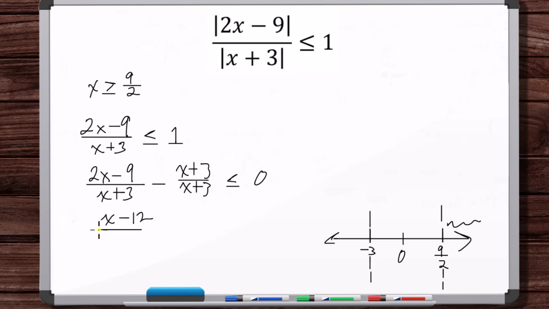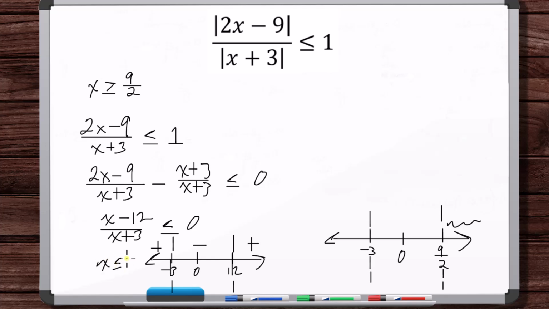So x minus 12 over x plus 3. Okay, so now I'm not going to show you how to do this, but I'm just going to tell you where this is positive and negative, the intervals. So we've got minus 3 and 12 as the crossover points. It's going to be positive over here, negative over here, positive over here. And it doesn't exist at minus 3, and it's 0 at 12. So where is this less than or equal to 0? That's going to be less than or equal to 12, greater than minus 3.